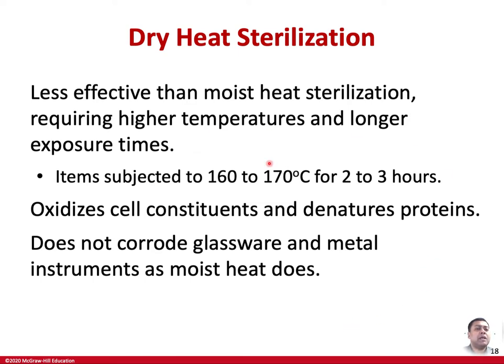Most of the time, the items are subjected to 160 to 170 degrees Celsius for 2 to 3 hours. Of course, you cannot do dry heat sterilization of any liquid as such. So that's the drawback. The process oxidizes the cell constituents and denatures the protein by breaking the hydrogen bonds. And the advantage is that when you autoclave, the steam tends to corrode the glassware and metal instruments as moist heat, but in dry heat, that doesn't happen. This is the only advantage of dry heat or oven sterilization.